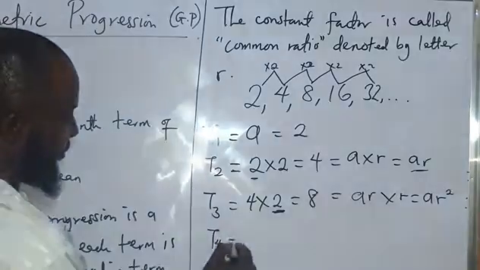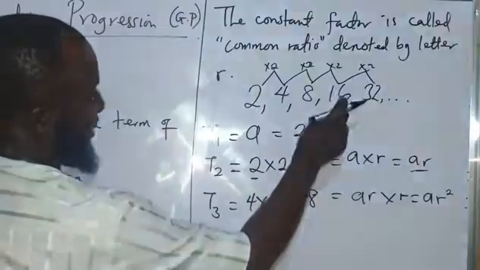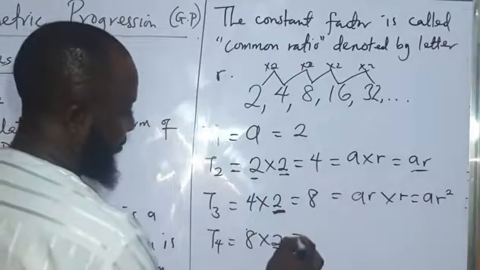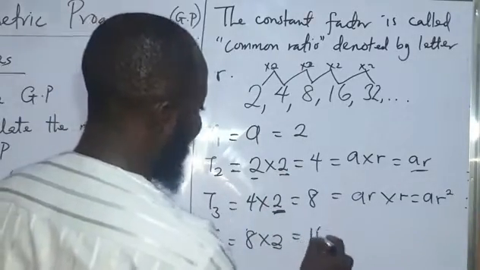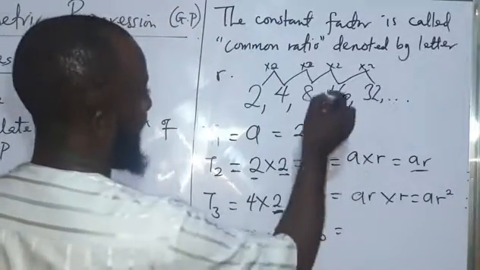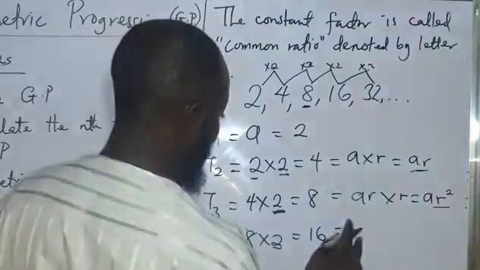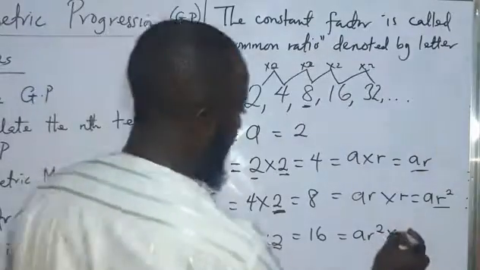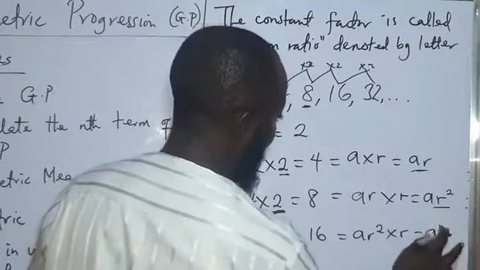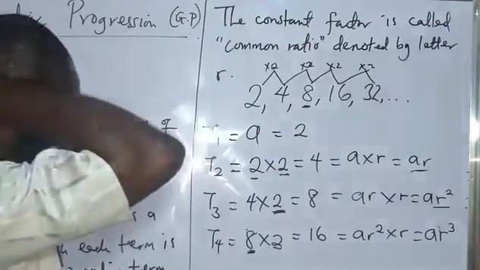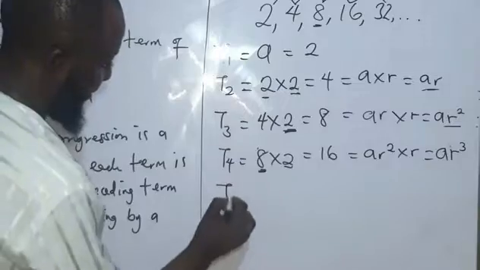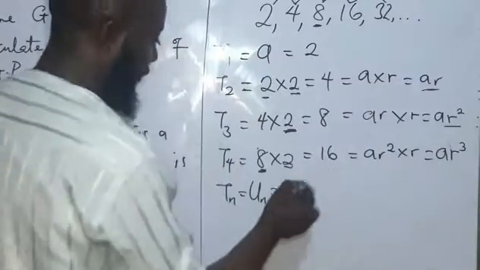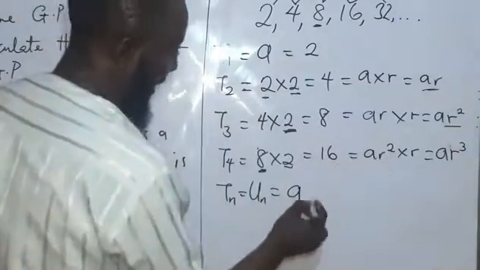Then the fourth term is this. That will be the third term, which is 8, multiplied by the constant factor R, which is the common ratio. That means it's going to give 16. So this 8 here is the third term, which is AR squared, multiplied by the common ratio R. So this will give us AR raised to the power 3. So for the nth term, it is still the same thing as the first term multiplied by R.